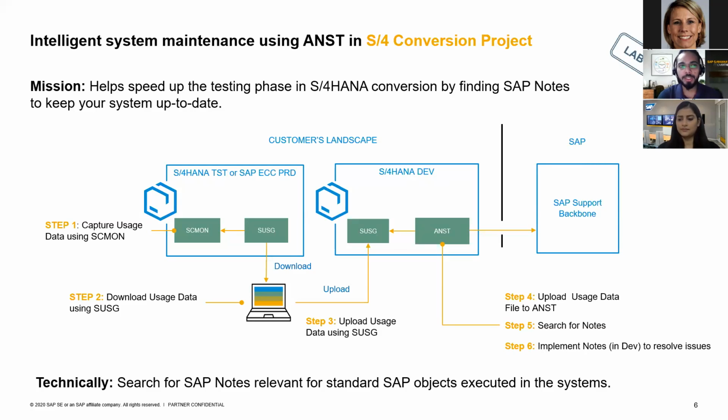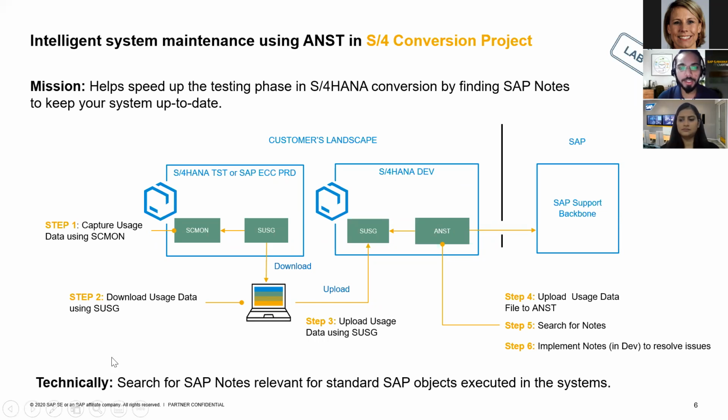Next, I will talk about the intelligent system maintenance using ANST in the S4 conversion process. This is one of the advantages ANST now has, and we have adapted the tool so that we can leverage the huge data available on the customer system to do a prominent note search. This will be a bit different from the normal standard ANST functionality. In normal ANST functionality, we reproduce the errors and the issue and try to find out notes. In this process, we just reuse all the objects that have been part of the usage data, and then we process the notes information.